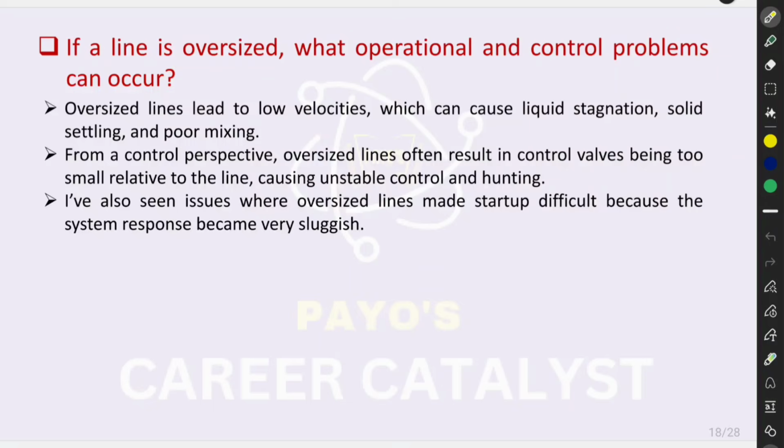If a line is oversized, what operational and control problems can occur? Oversized lines lead to low velocities, which can cause liquid stagnation, solid settling, and poor mixing.